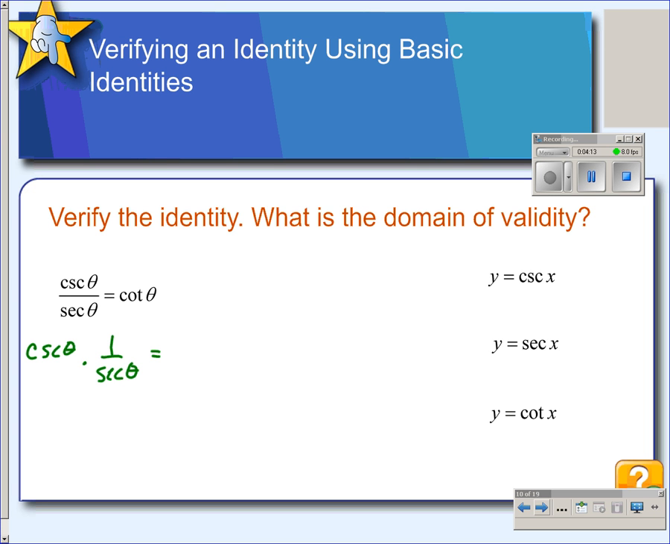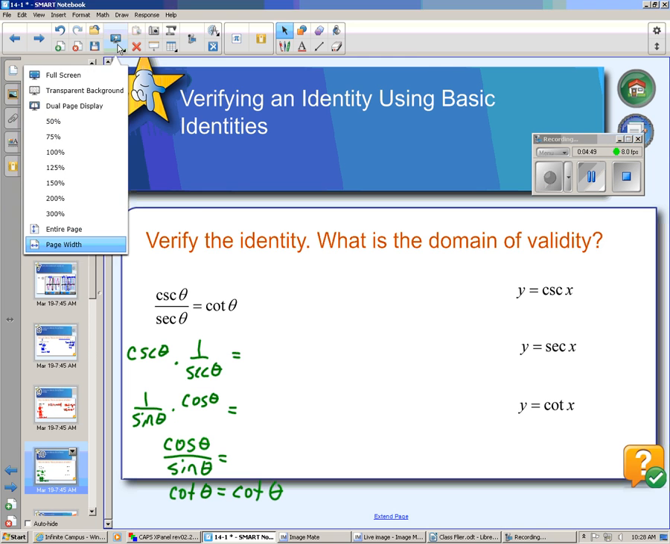And one of my basic identities is that the cosecant of theta equals 1 over sine theta, and 1 over secant theta equals cosine theta. If I multiply these back together, I get cosine theta over sine theta, which I know equals cotangent theta, because that's the cotangent identity. So we have verified the identity. So now the domain of validity.